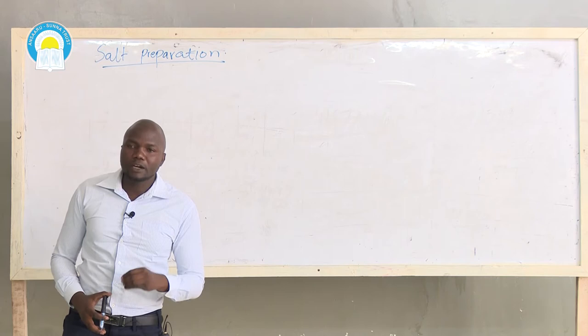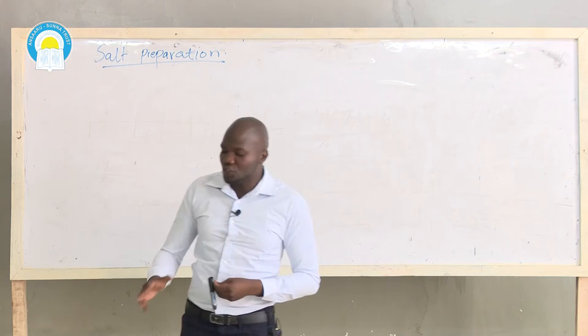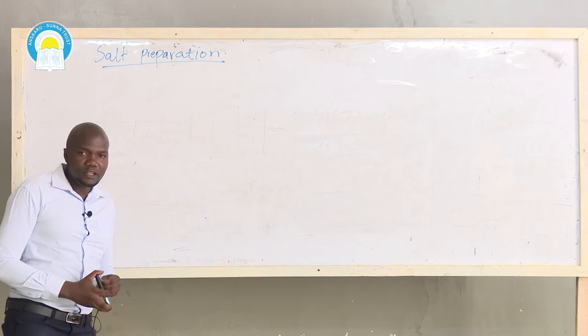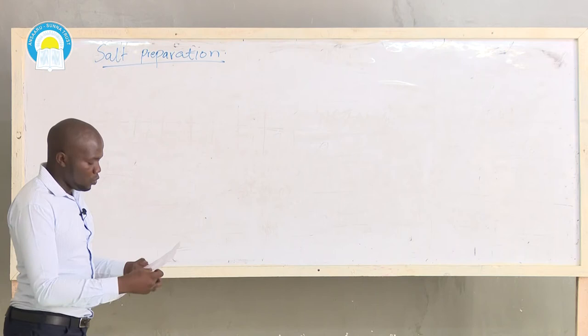Because most of the methods that we use in preparation of salt depend on the solubility of these salts in water. So the table that I'm going to draw here will assist us to know those salts that are soluble in water and those ones that are insoluble in water. So let us have this table. We see how it can help us.